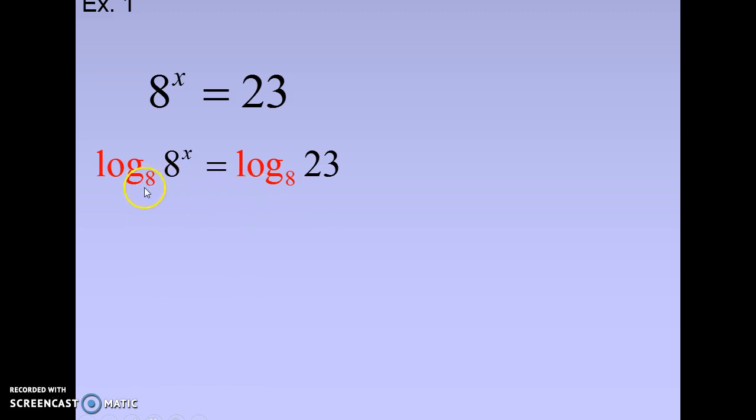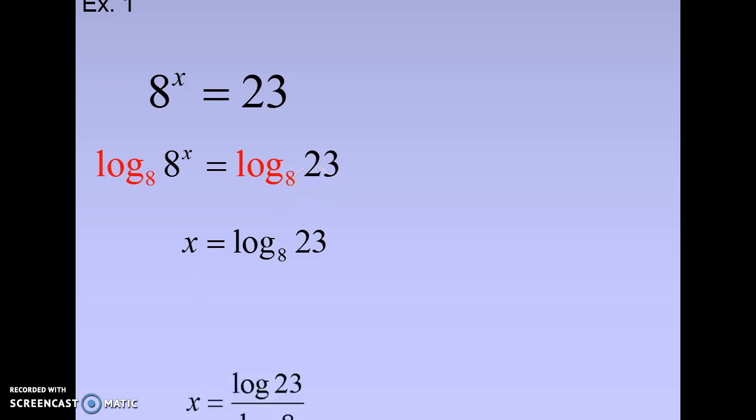So we have log base 8 of 8 to the x power equals log base 8 of 23. Now, what happens next? Well, what happens when we do our logarithms is that this log base 8 and this 8 cancel out, which leaves us with x. So this here and this here cancel each other out and leave us with our exponent, which is x. And then we bring down the log base 8 of 23.